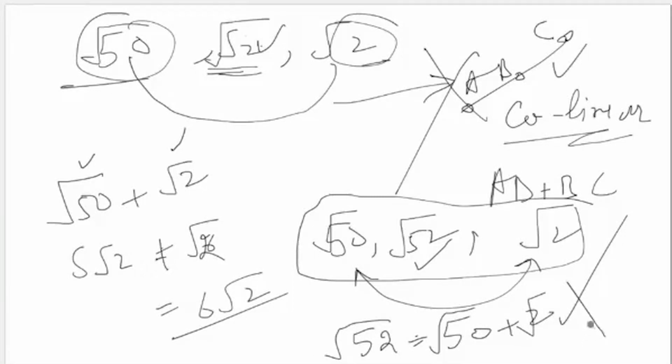And these are not equal, so therefore these are not collinear. Absolutely right. Okay, let's go ahead. I hope this example number 1 is clear. Next example, example number 2.